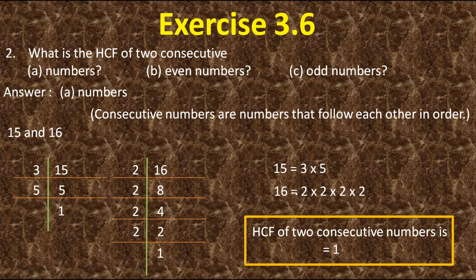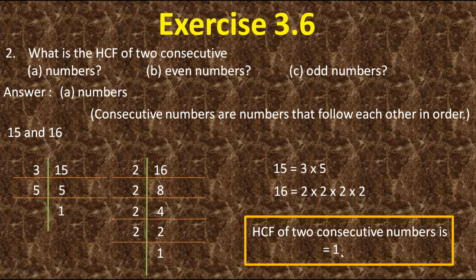It is an important point you have to remember that 1 is a factor of each and every number, and as there is no number common here, 1 is common between them. Therefore, the HCF of two consecutive numbers is 1. Whenever we do not get any common number between the prime factorizations, we have to write directly 1.